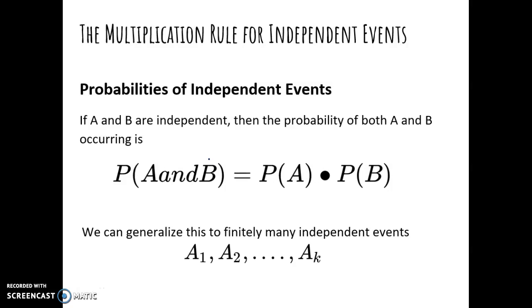So if you wanted to know the probability of A and B and C, then you would multiply the probability of A times the probability of B times the probability of C. If you had the probability of A and B and C and D, it'd be the probability of A times the probability of B times the probability of C times the probability of D, and so on and so forth.